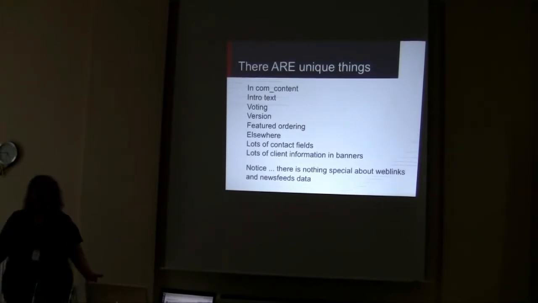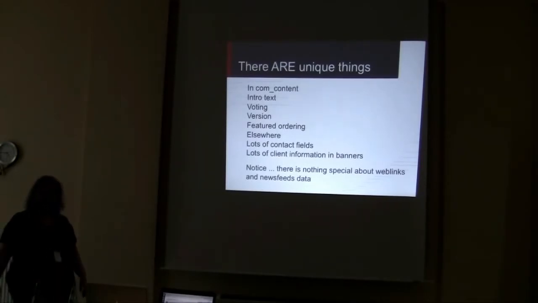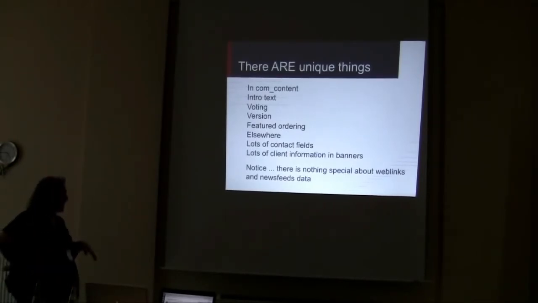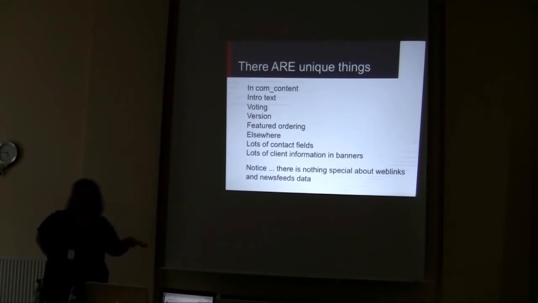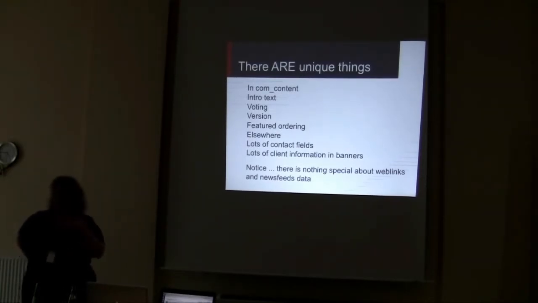And then elsewhere in com_contact, we have a bunch of extra fields that you can use. It's not really hundreds, but there are quite a few. And as we showed in the Fruit Encyclopedia, you don't necessarily have to use them for the official data that they're labeled for. In banners, we have lots of information about the clients and about the specific banner. And I'll just say, notice web links and news feeds: there's nothing extra in them in addition to what's in basic com_content.